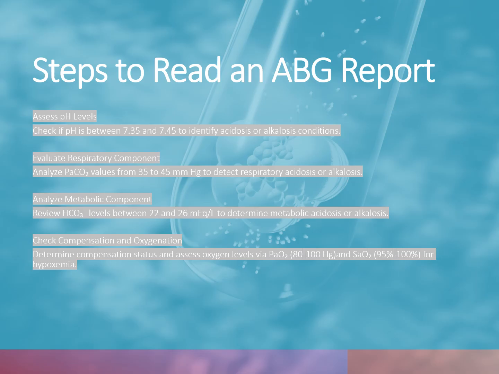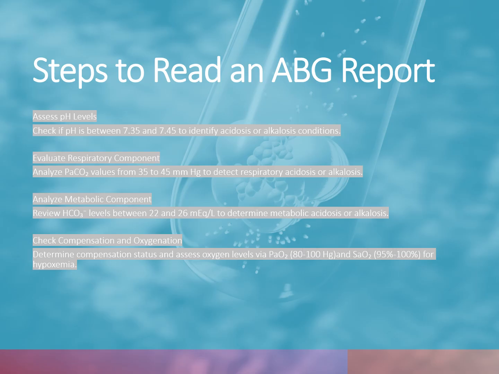After you identify the pH and the levels of the CO2 or the bicarb, you're going to match them to determine the primary imbalance. For example, if you have a low pH, which is acidic, and you have a high CO2 level, that's going to indicate respiratory acidosis. If you have a high pH, alkalosis, and you have a high bicarb, that's going to suggest metabolic alkalosis.